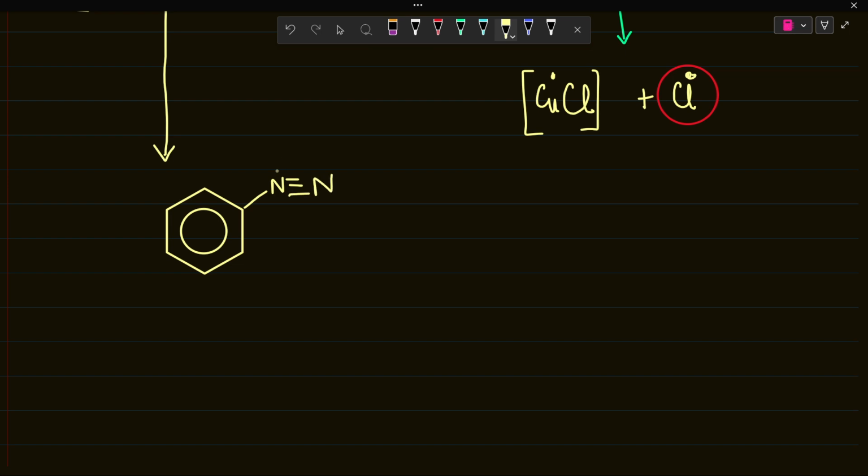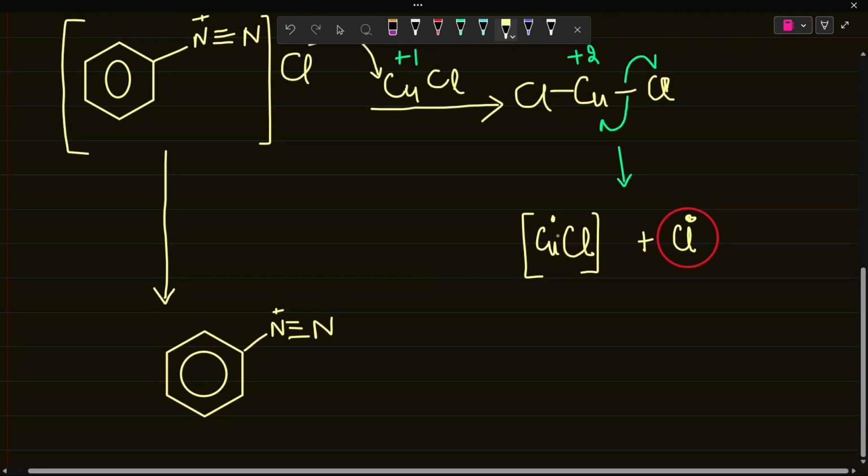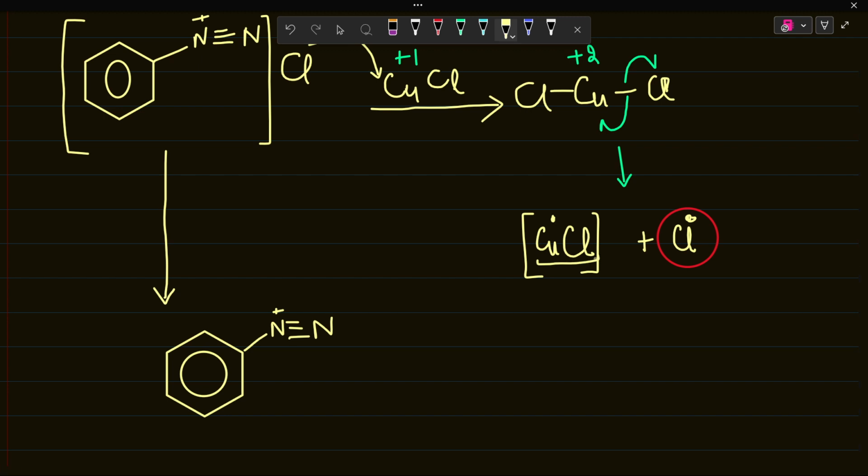This is a positive charge over here. Now this N2 has to leave. And what happens is that this CuCl wants to go back to its original position, that is CuCl, fine.